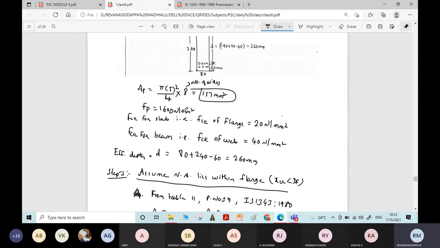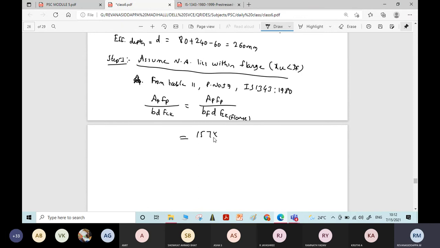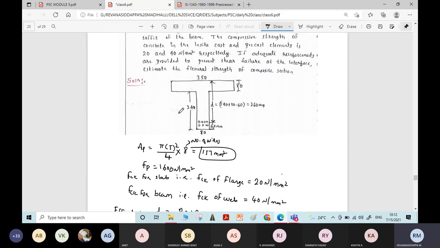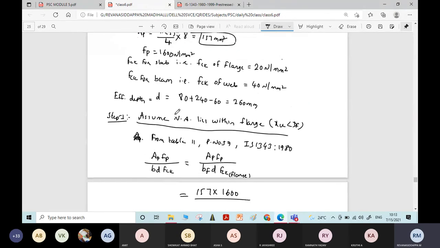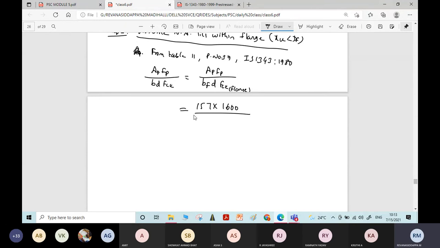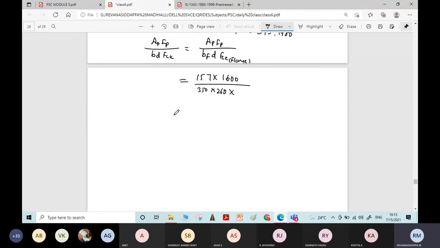Ap we have calculated, it is 157, into fp is 1600, divided by width of flange, which is 350 mm, and effective depth is 260. So 350 into 260, the effective depth, into fck of flange, which is 20 Newton per mm square. So what is the ratio then? 0.138, which you can round off to 0.14.